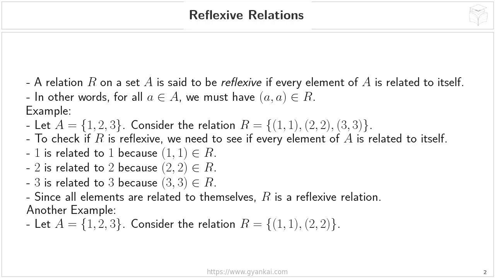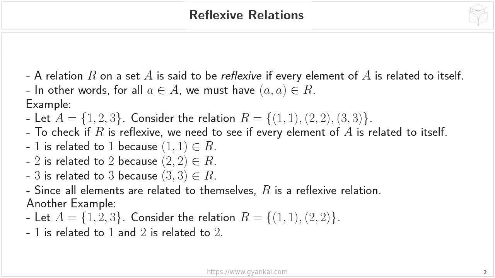Now let's look at a case where a relation is not reflexive. We still have the set A equals {1, 2, 3}, but this time our relation R is defined as {(1, 1), (2, 2)}. The slide points out 1 is related to 1 and 2 is related to 2. That's true, we have those pairs in our relation. However, and this is crucial, 3 is not related to 3 because the ordered pair (3, 3) is not in R.